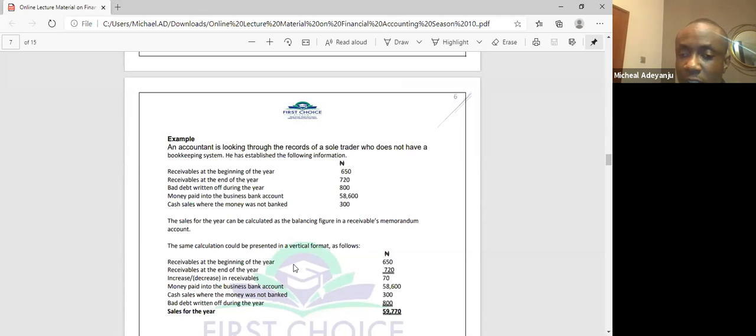Money paid into the business account is how much? 558,600. Okay, that means that 558,600 is money paid from the customers into the account. Cash sales, where the money was not banked, like the cash they receive after they make sales, is 300.